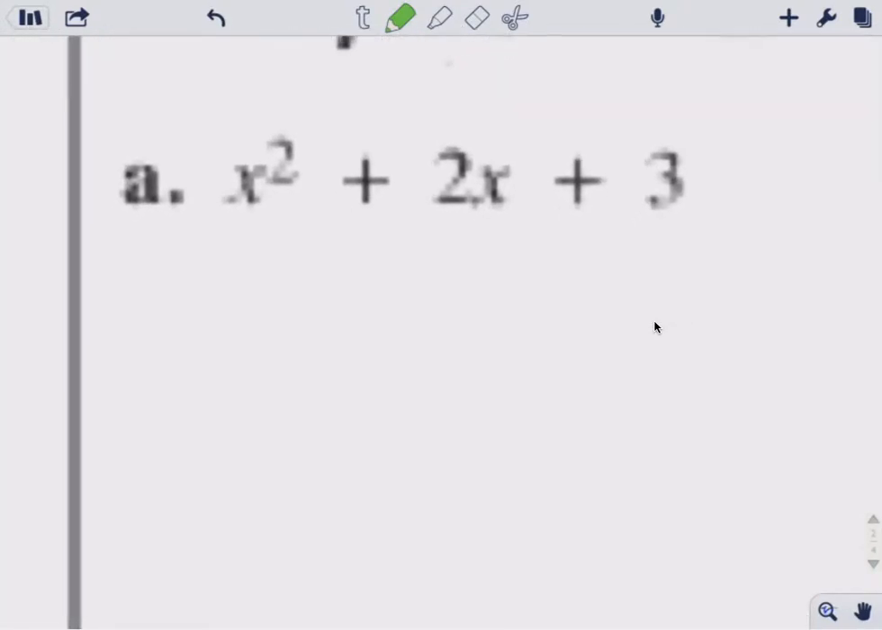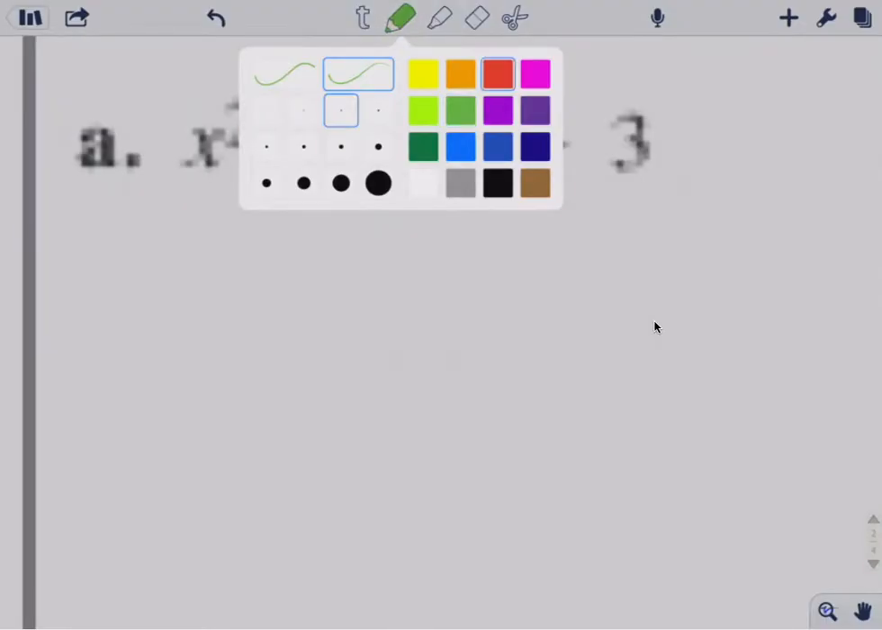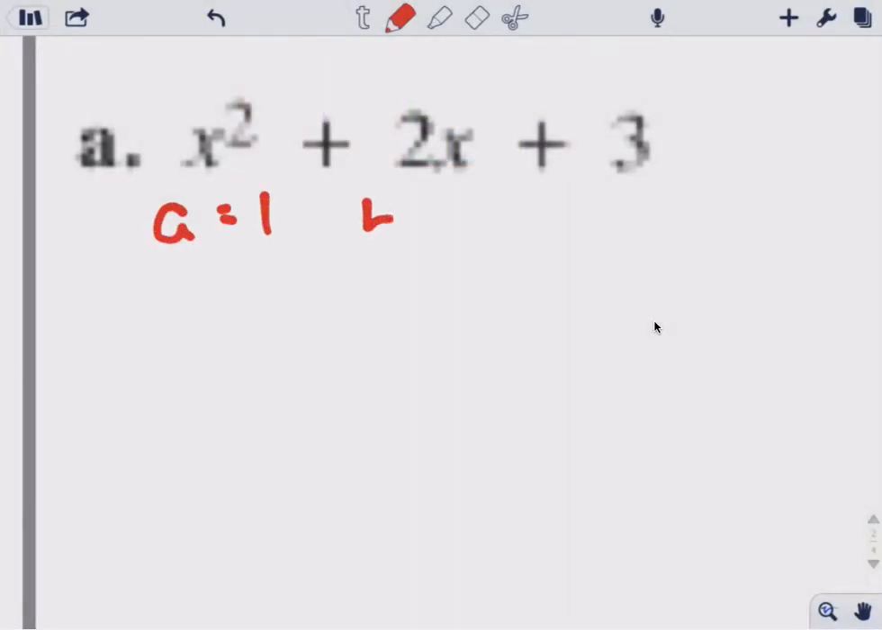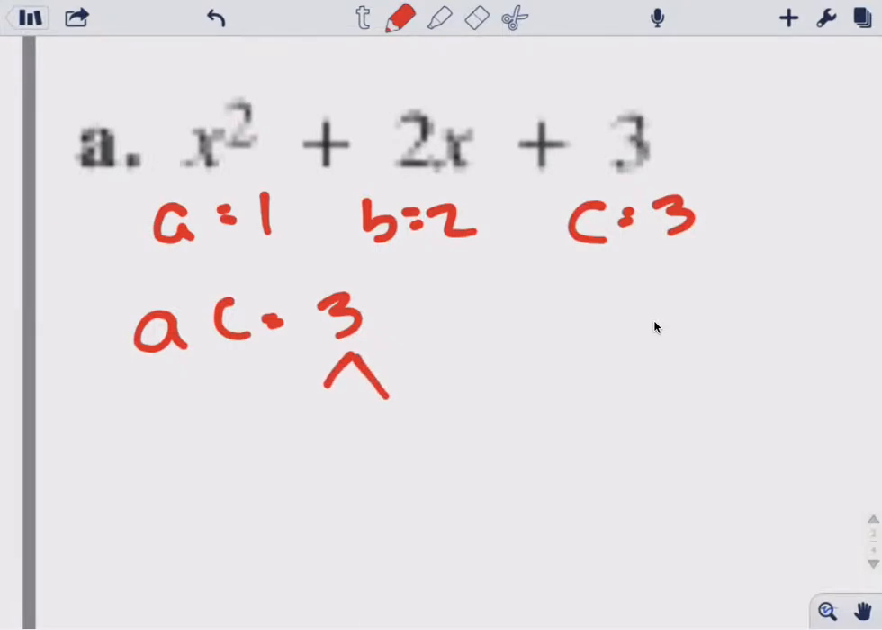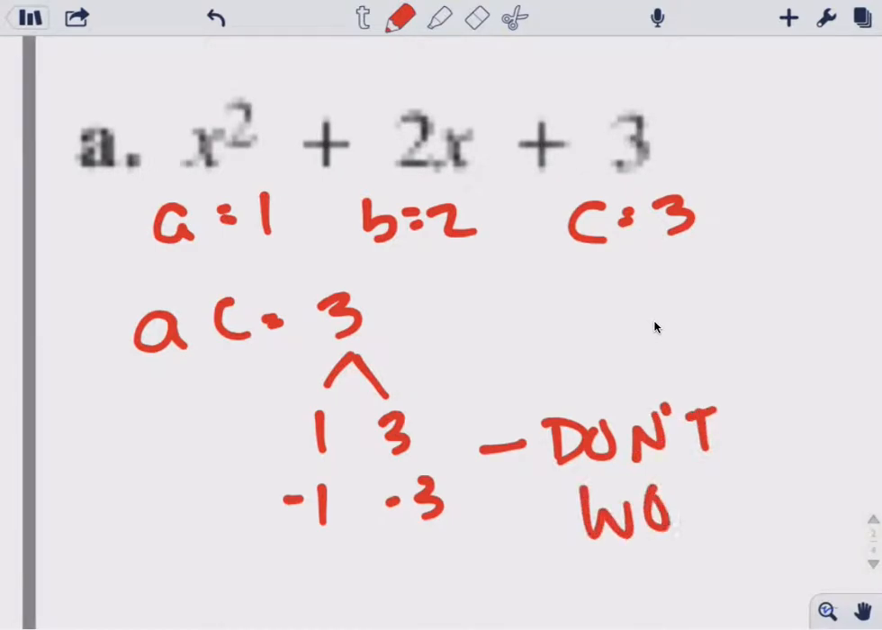Okay, x squared plus 2x plus 3. A is equal to 1, B is equal to 2, C is equal to 3. AC is 3. Factors of 3 that add to 2. This is positive 3, so it can be 1 and 3, or negative 1 and negative 3. They don't work. So what do we say if we can't find a factor?